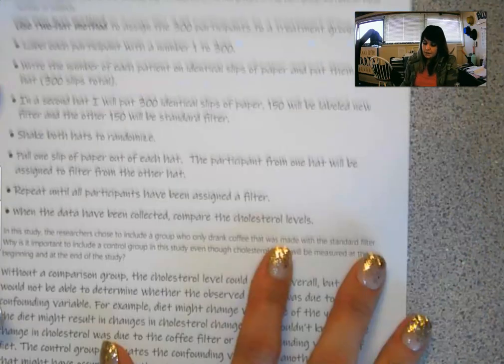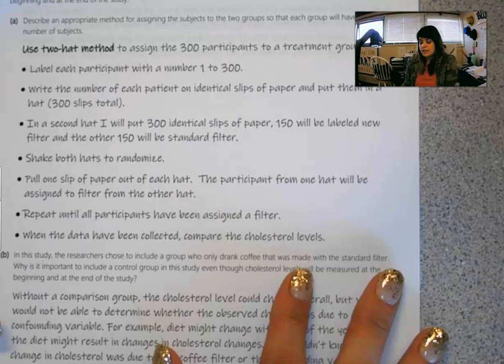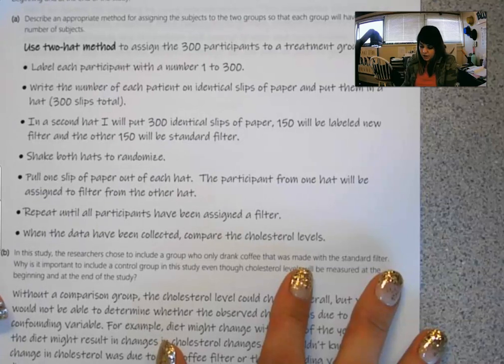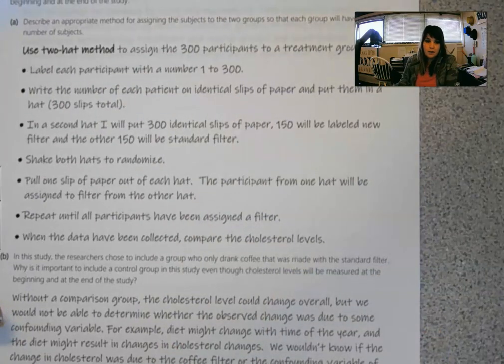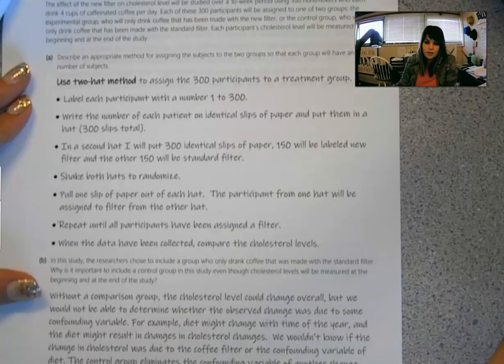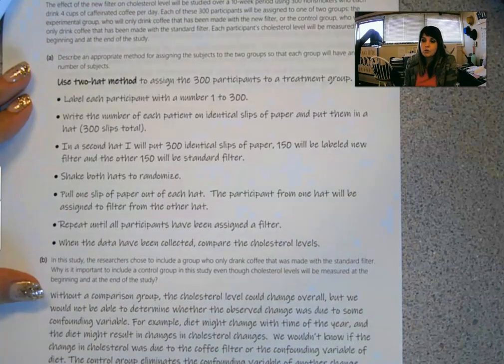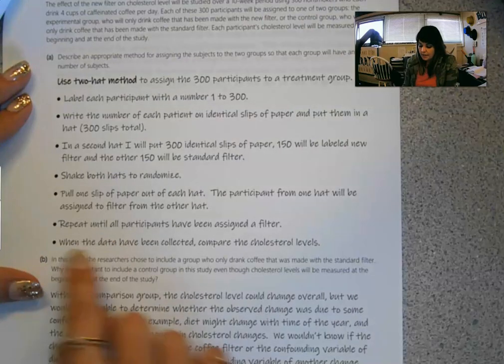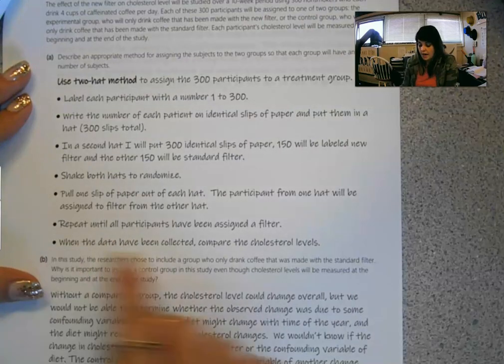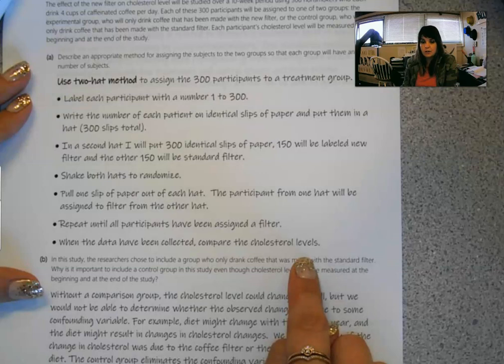Okay, assigning subjects to their treatment group. I always use the 2-hat method, so you can see that. And once again, you have to have every single thing I have or assume you're going to get a P. Notice at the end, once again, I have: when the data have been collected, compare the cholesterol levels.